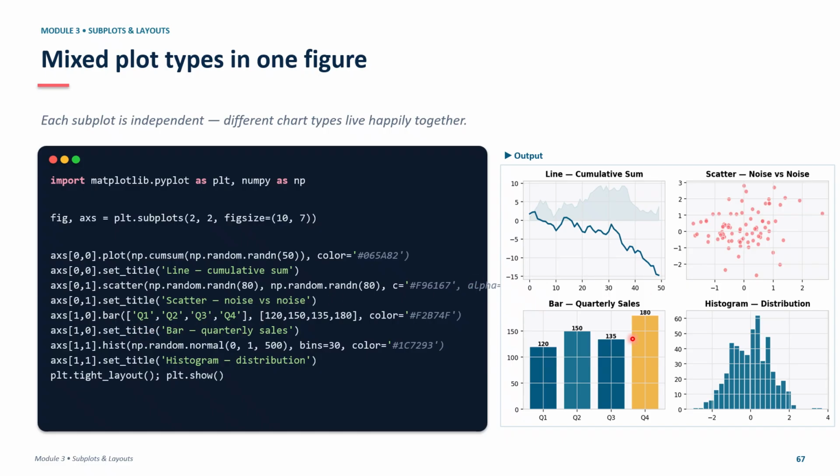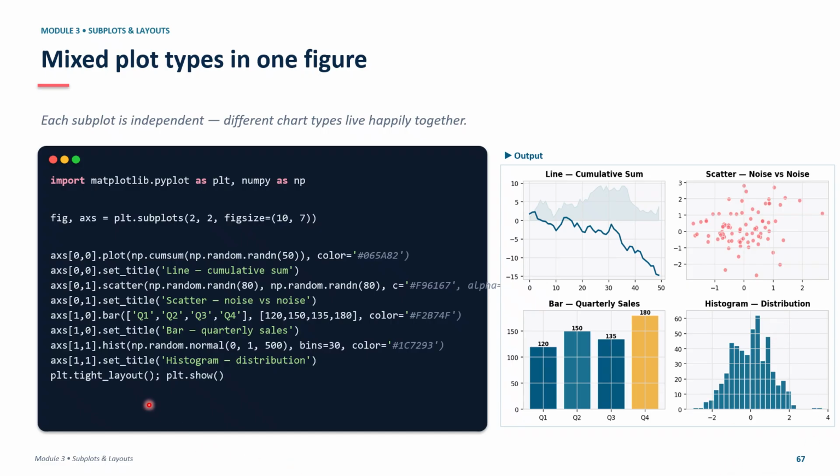And then we can make the bar plot as we have seen earlier, a simple categorical comparison: Q1 is 120, Q2 150, Q3 135, and Q4 180. And on axes 1 comma 1, we are going to create a normal distribution histogram. I've given 500 samples from a normal distribution of 0 comma 1 with 30 bins. So we have got 30 bins, and the bell curve shape is very clearly visible here.